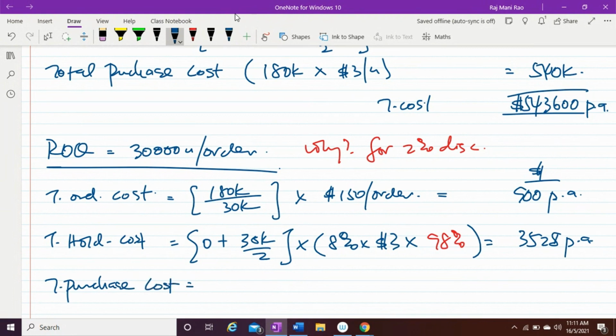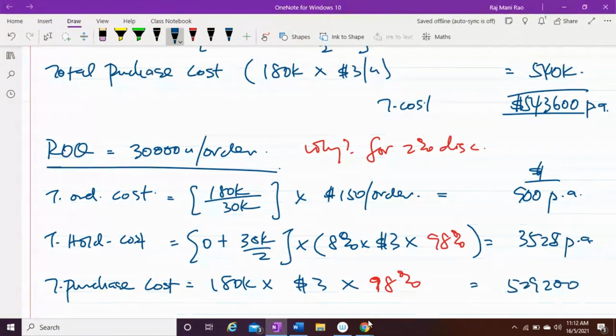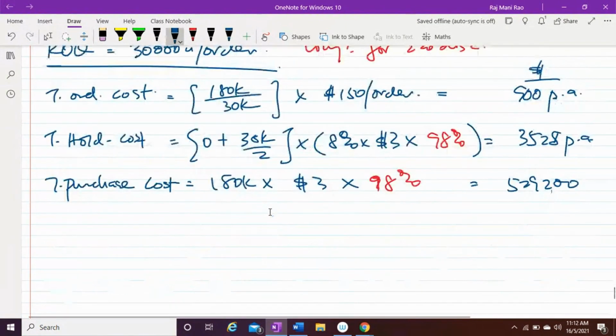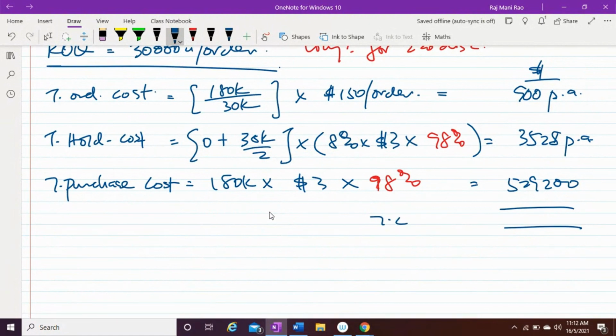Total purchase cost? How much? $180,000 times $3 again times 98%, 2% discount. 529,200. So what's the total cost? $533,628.